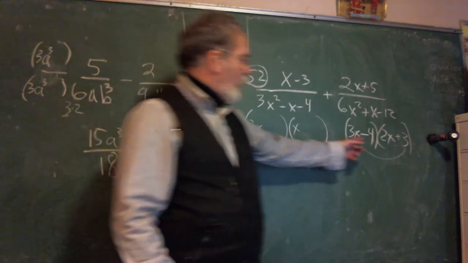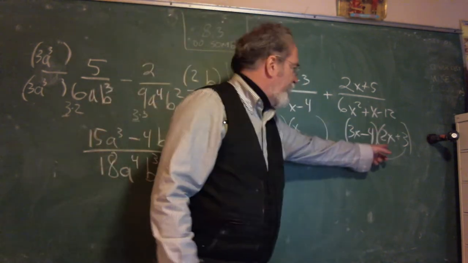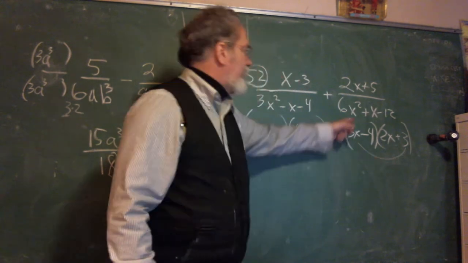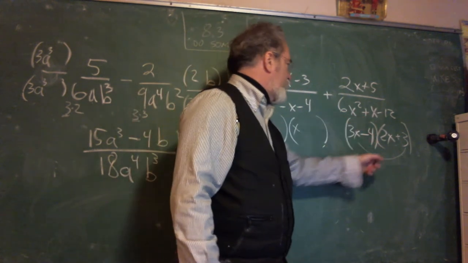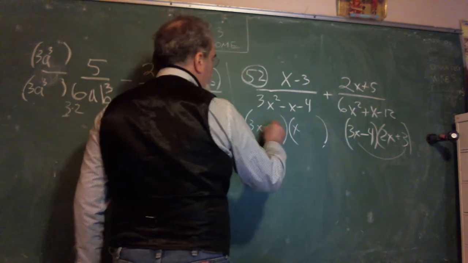And check it out. When you multiply, negative 4 times 3, negative 12. Negative 8x plus 9x is 1x. And I got my 6x squared. This thing is right. I wonder if I get a 3x minus 4 over here.